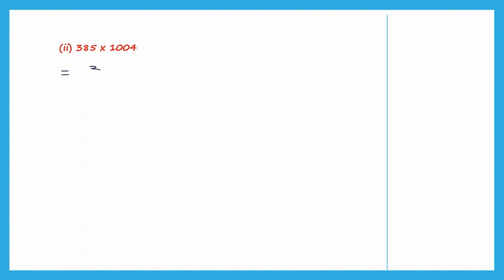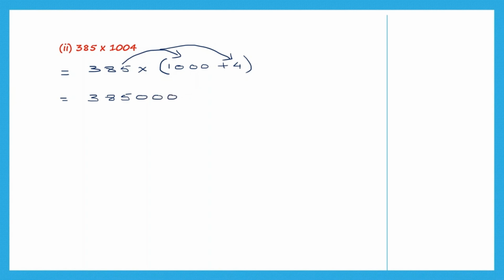So this becomes 385 into, in brackets you will write 1000 plus 4. So this means you have to first multiply with this and then you multiply with 4. So the first multiplication is very easy because you're multiplying it by 1000. So you just have to write 385 and 1000 has 3 zeros, add the 3 zeros. So our number here is 3,85,000.